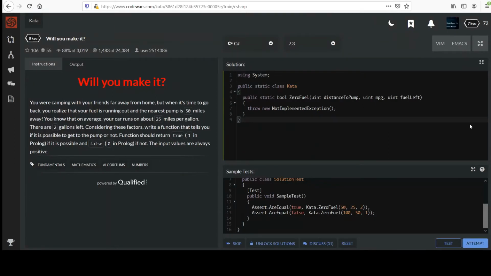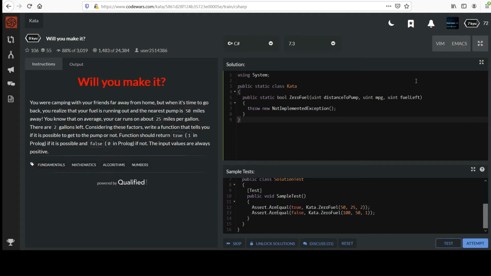This one's called Will You Make It? You are camping with your friends, far away from home, but when it's time to go back, you realize that your fuel is running out and the nearest pump is 50 miles away. You know that on average, your car runs on about 25 miles per gallon. There are 2 gallons left. Considering these factors, write a function that tells you if it is possible to get to the pump or not. The function should return true or false.